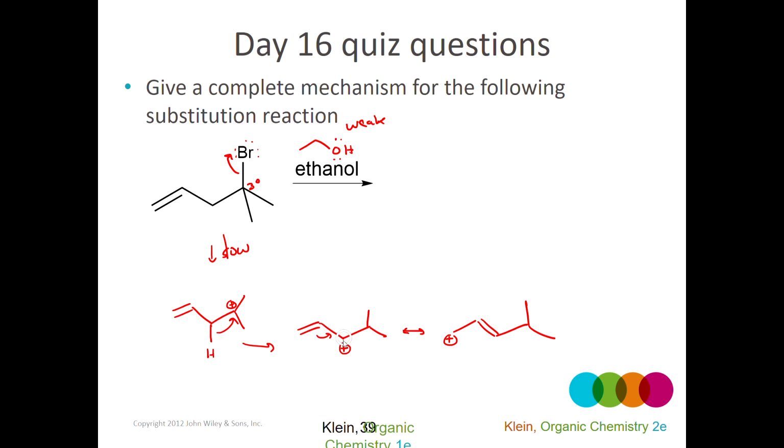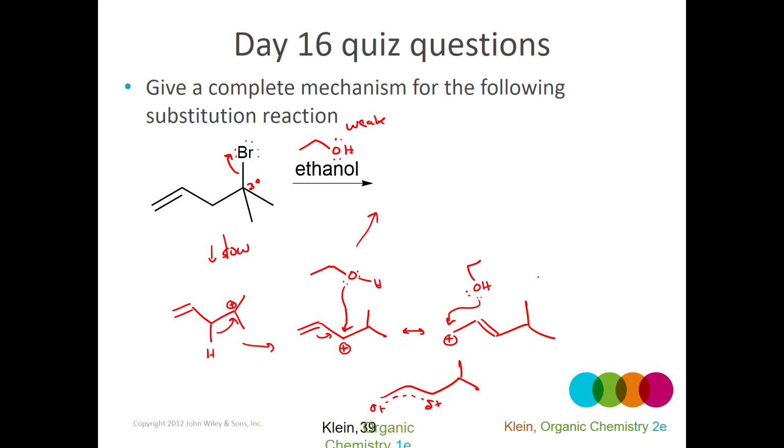But now where's it going to attack? I've got 2 different sites that are electrophilic. Right? In reality, this structure has resonance. So there's equal, roughly, quantities of positive at both these carbons simultaneously. So in half of these molecules, the ethanol will attack 1 carbon, and in roughly the other half, it might attack the other carbon. So in some of these molecules, the ethanol will attack here. In other molecules, the ethanol will attack here.